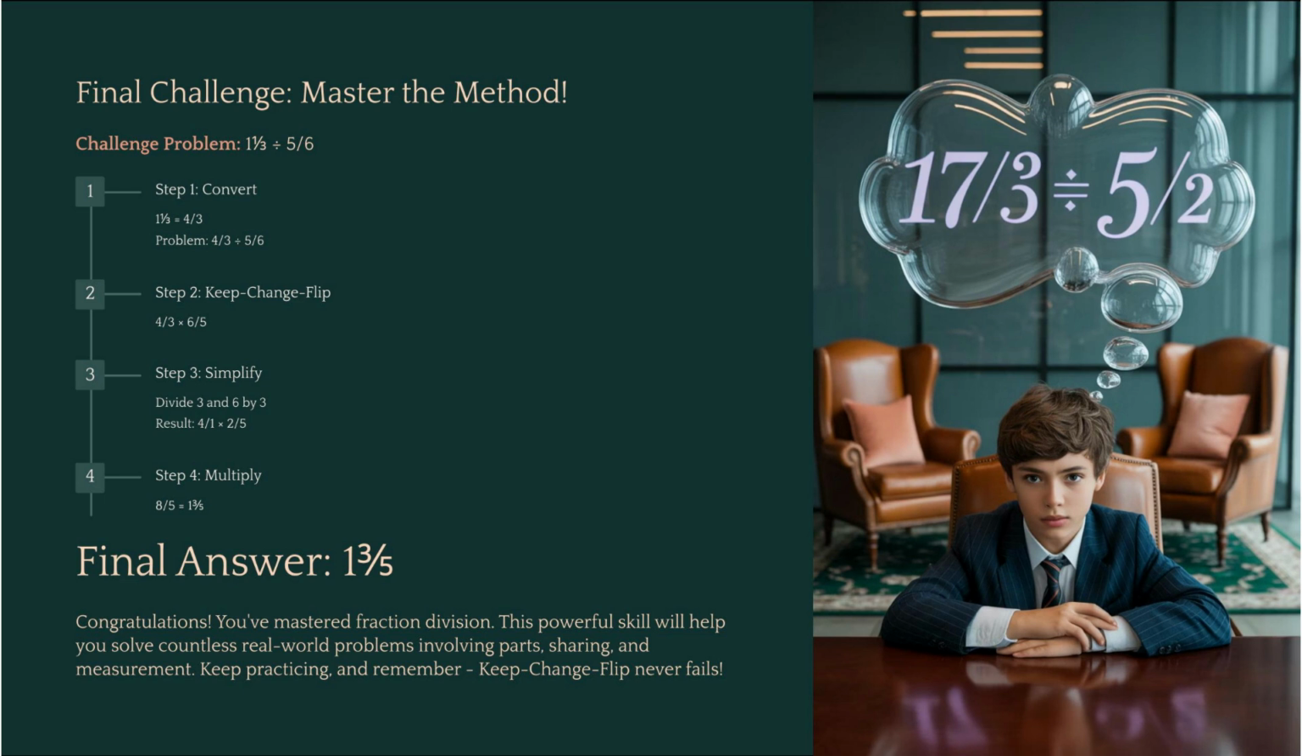Here is your final challenge problem to solidify the rules. 3 1/3 divided by 5/6. Think through the steps. First, convert the mixed number 3 1/3 to the improper fraction 10 over 3. Second, use keep change flip: 10 over 3 multiplied by 6 over 5.